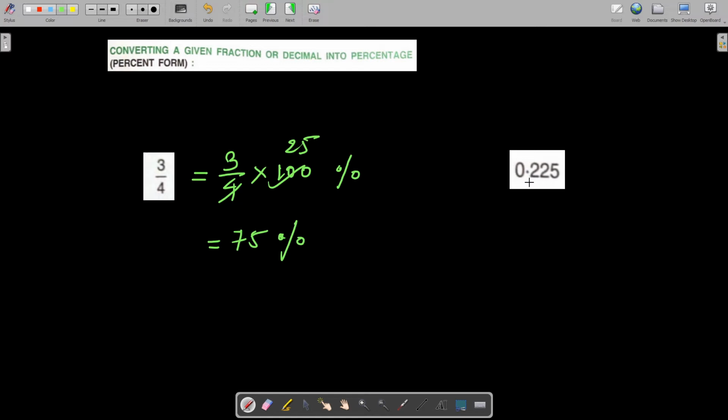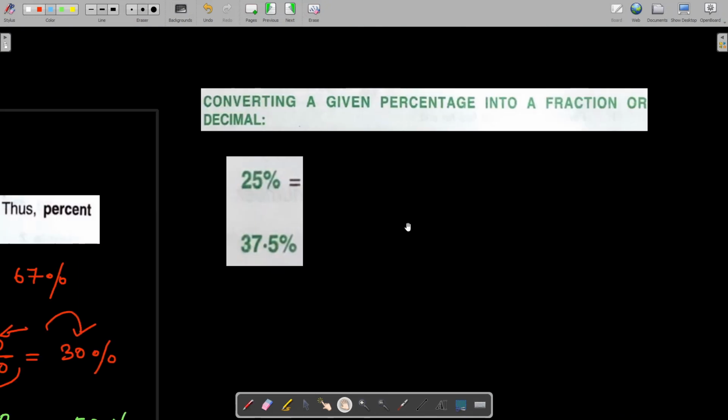Now we have a decimal, 0.225. To convert it into a percentage, what are we going to have to do? We will have to simply multiply 100 percent with it. So what will be the answer? It will be 22.5 percent. Whenever we are converting anything to a percentage, we'll simply multiply 100% with it. Pretty easy. Let's take another example.